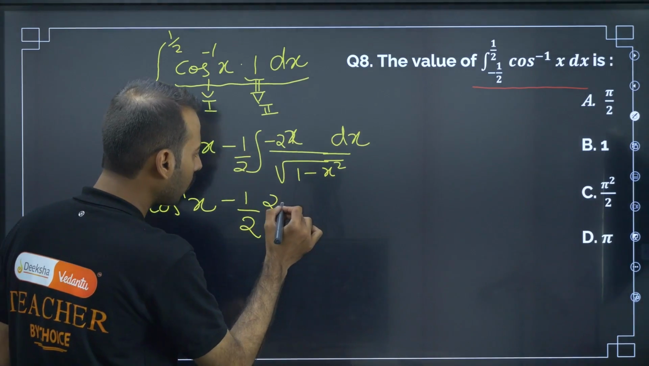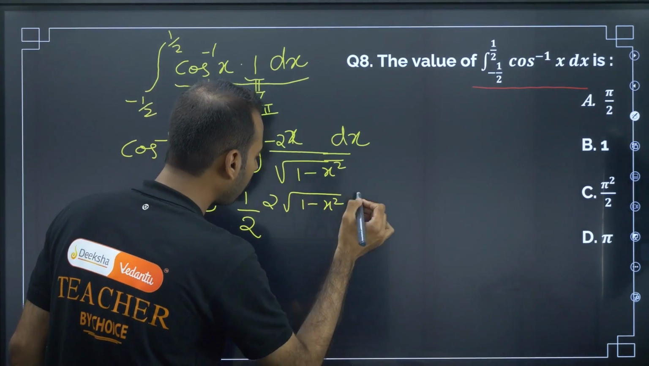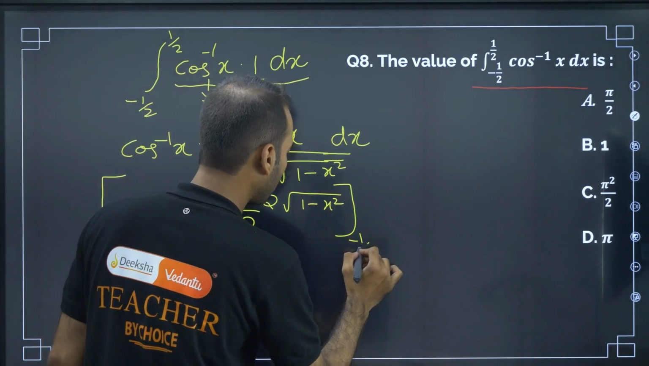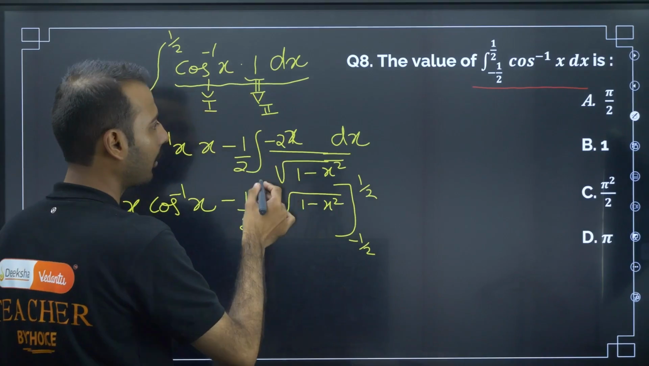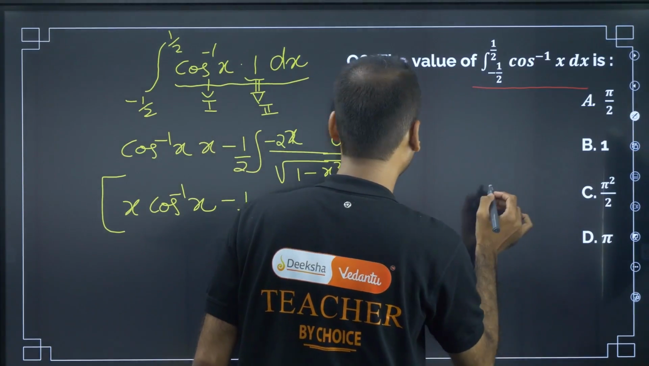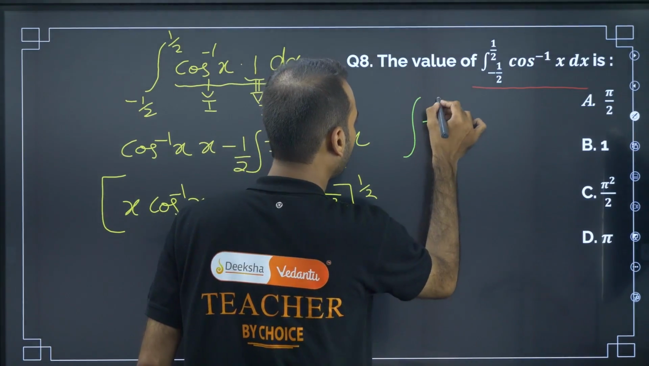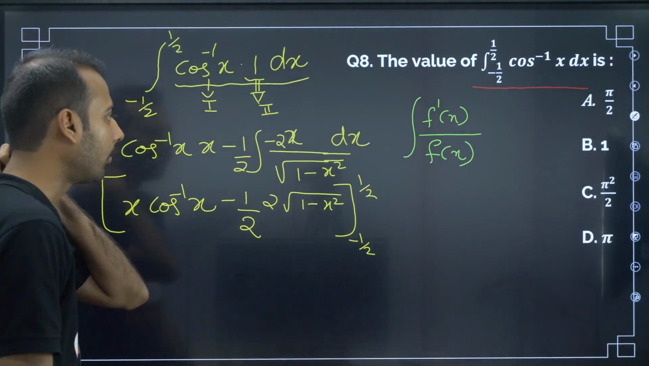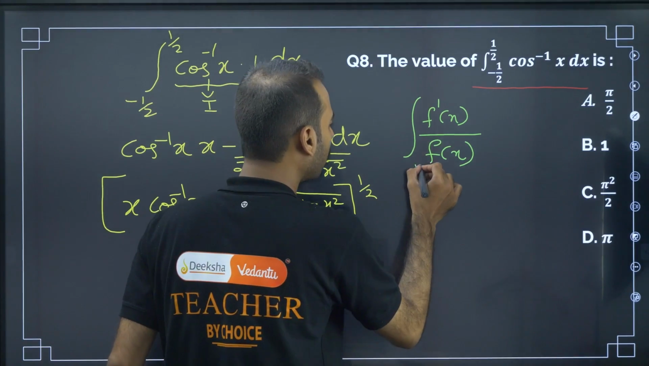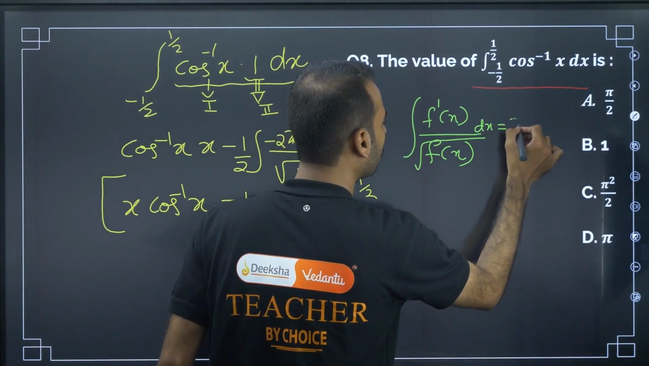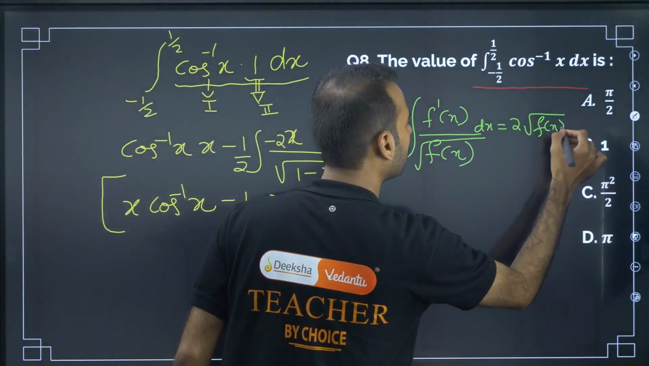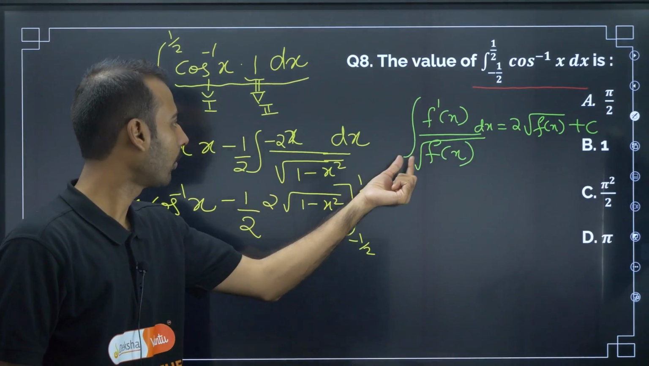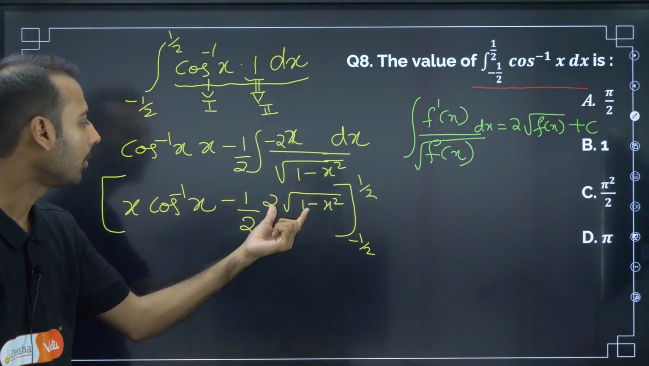So this becomes 2 root f of x. From where to where do we have to integrate this? From minus 1 by 2 to 1 by 2. For this, let me write that integral formula once again. Integration of f dash of x divided by root of f of x dx is equal to 2 root f of x plus c. If you observe, root of f of x, its derivative is here, so I am using this.